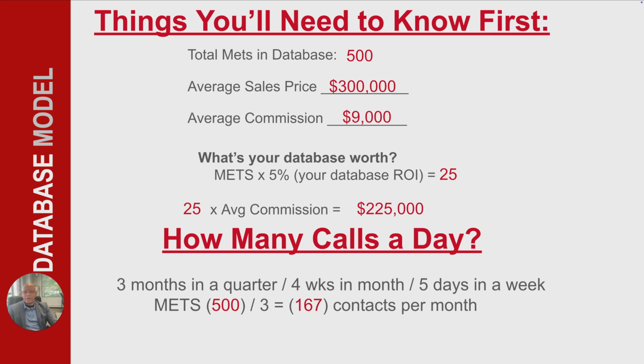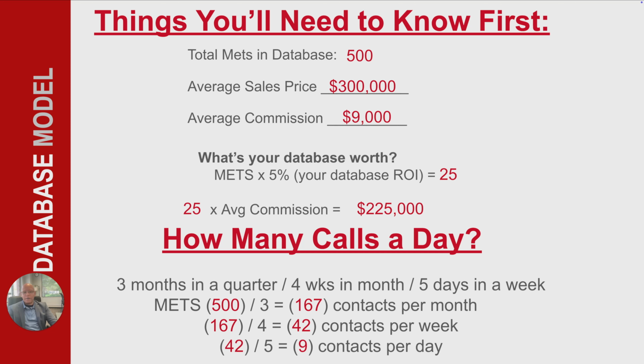If you did that math and you took the 500 people and divided it by 3, because we wanted to call them once a quarter, all you have to do is call 167 people a month. You take that, you divide it by the 4 weeks, now you're only calling 42 people a week. And then if you divide that by 5, that's 9 contacts per day. Okay? So now, in order to do $225,000, all I need to do is just put 500 people in my database and talk to 9 people a day. That seems pretty simple.